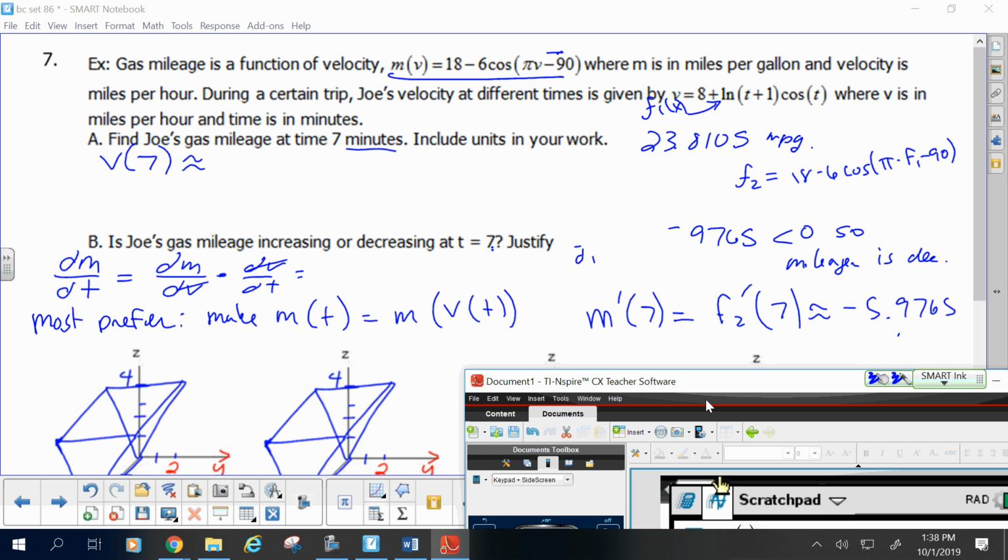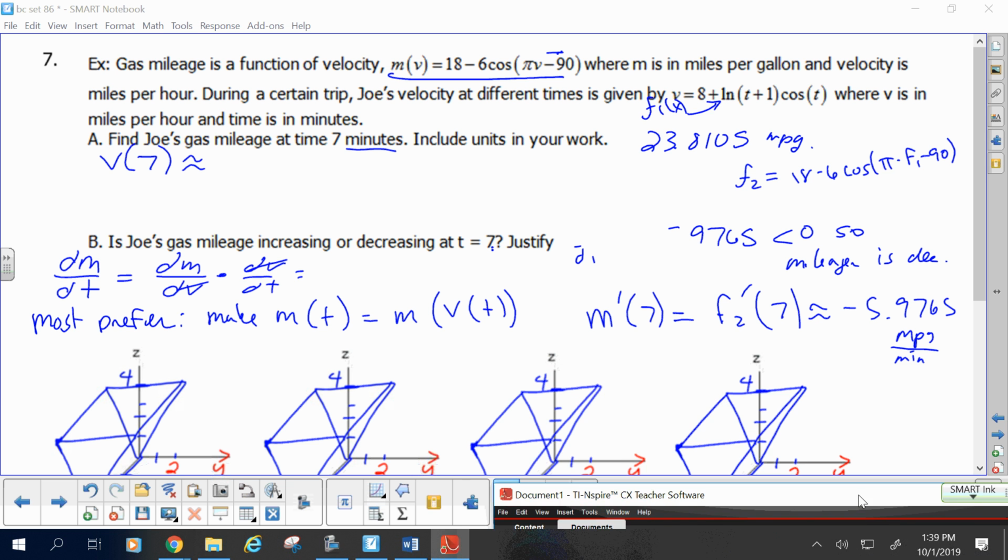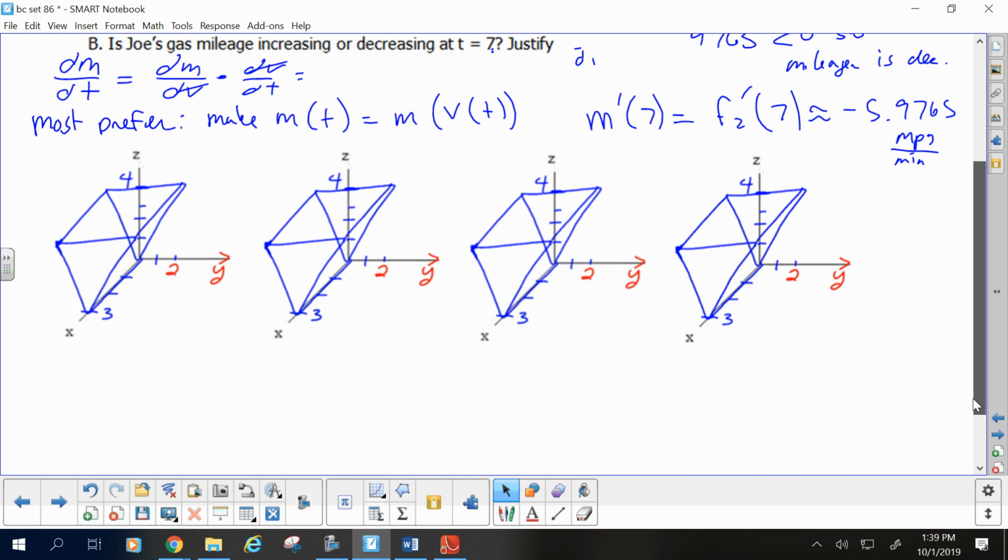In terms of the units, that's m prime. So what are the units on that? It's dm dt. So what are the m units? Miles per gallon over dt, and time units are minutes, all the way back to minutes. Okay? Okay. That one was a disaster, but it was intended to be that.